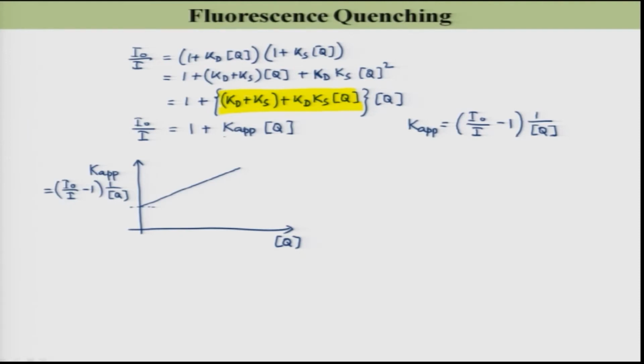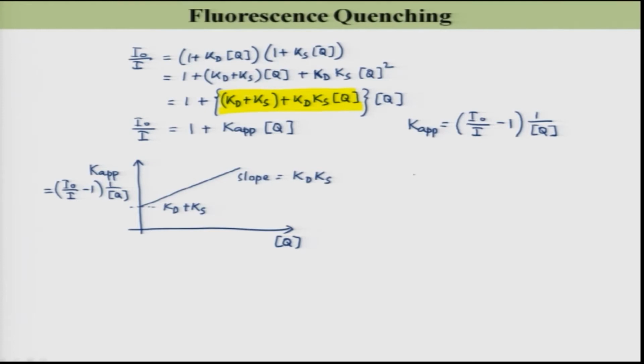So, in case of K apparent versus Q, I will get such kind of equation where the intercept will be Kd plus Ks, and the slope will be equal to Kd Ks. Okay.